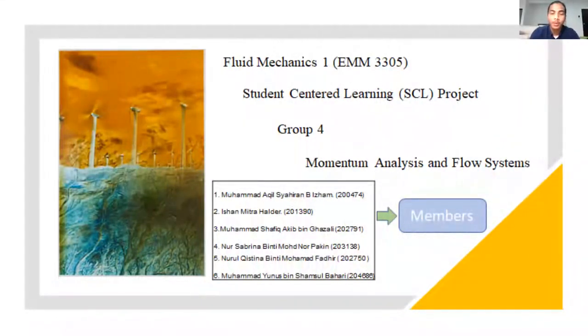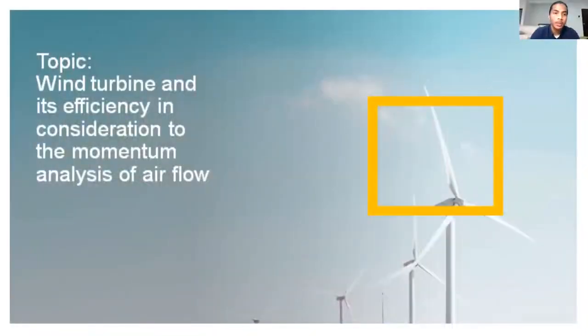Welcome to our group presentation for student-centered learning SEL project. Our main theme for the project is momentum analysis and flow system. Our lecturer's name is Dr. Adi Azrif bin Basri. Today we would like to present about the wind turbine and its efficiency in consideration to the momentum analysis of airflow.